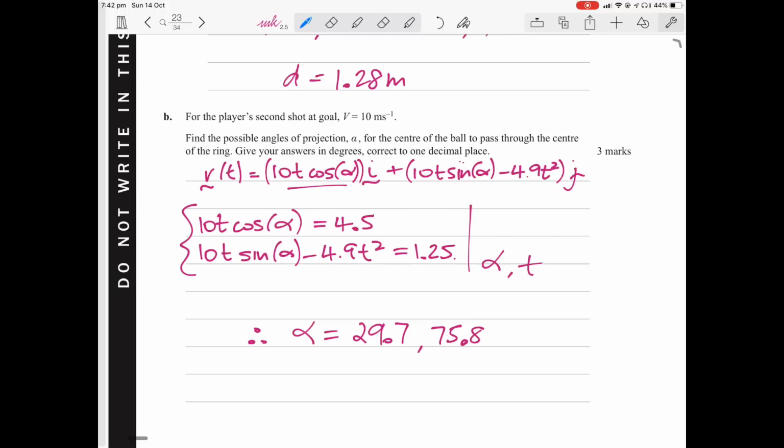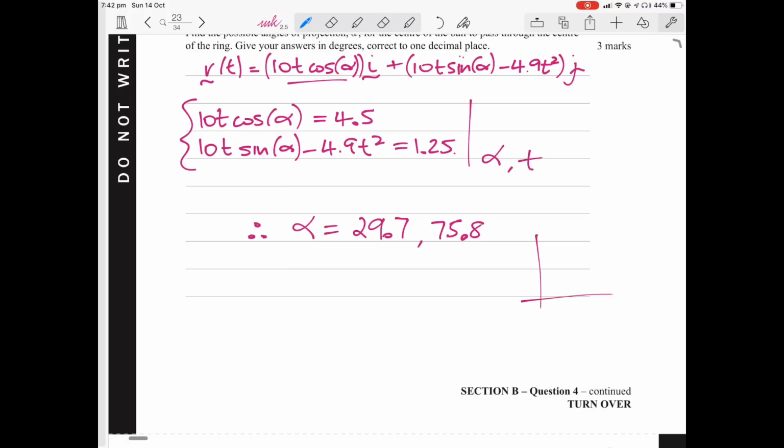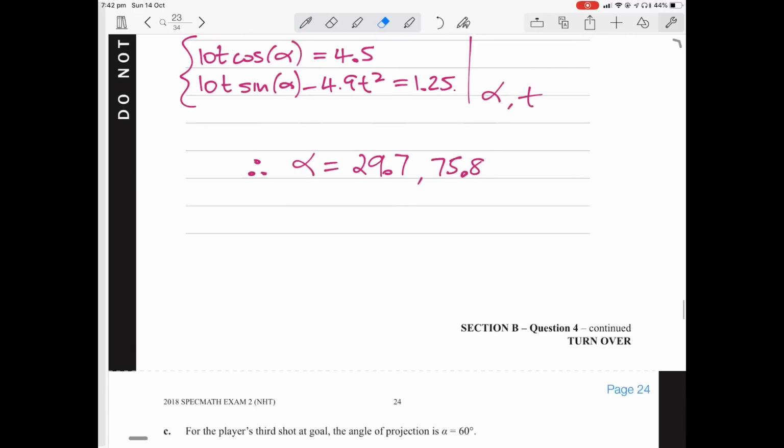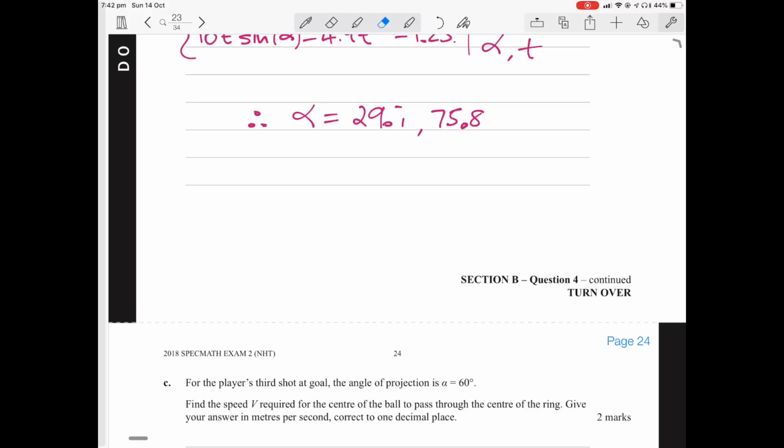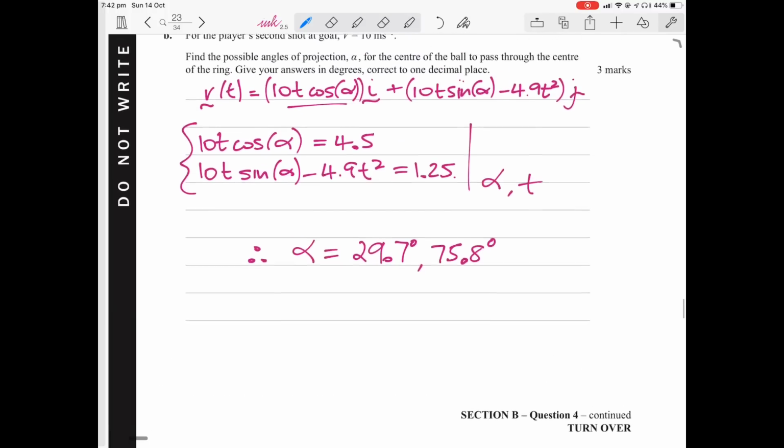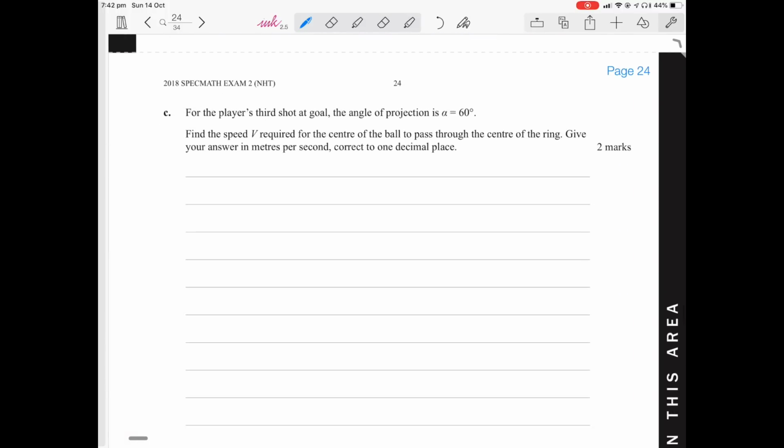The only problem is, if you project it at 29 degrees, will it actually go above the height of the thing? That's something we could look at later if we need to. So 29.7 degrees, 75.8 degrees. Okay, for the placeholder, angle of projection is that. Find the speed required for the center of the ball to pass through the center of the ring.